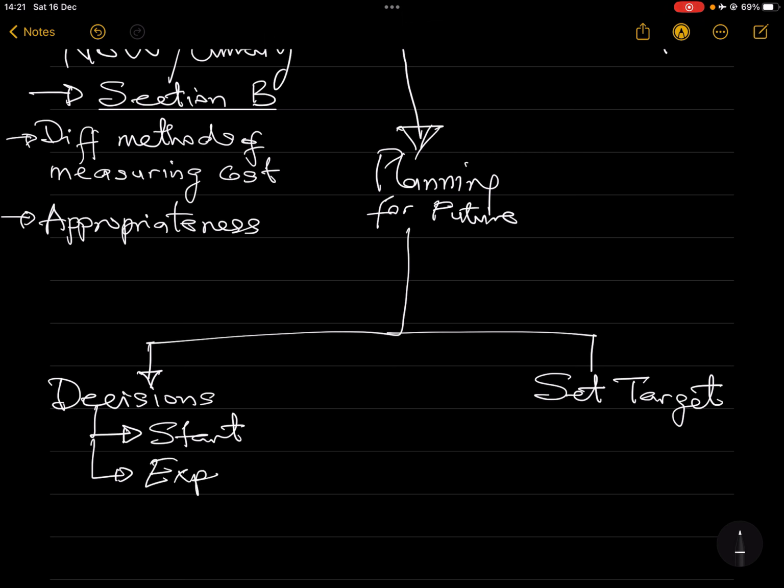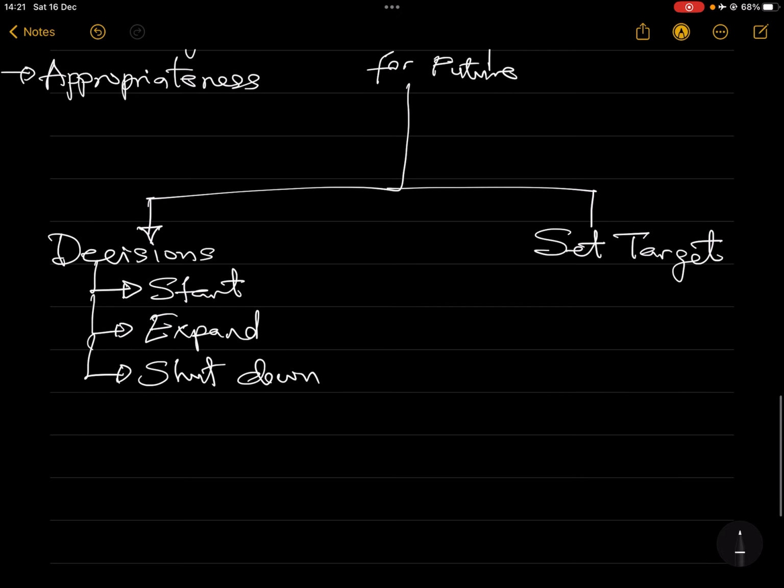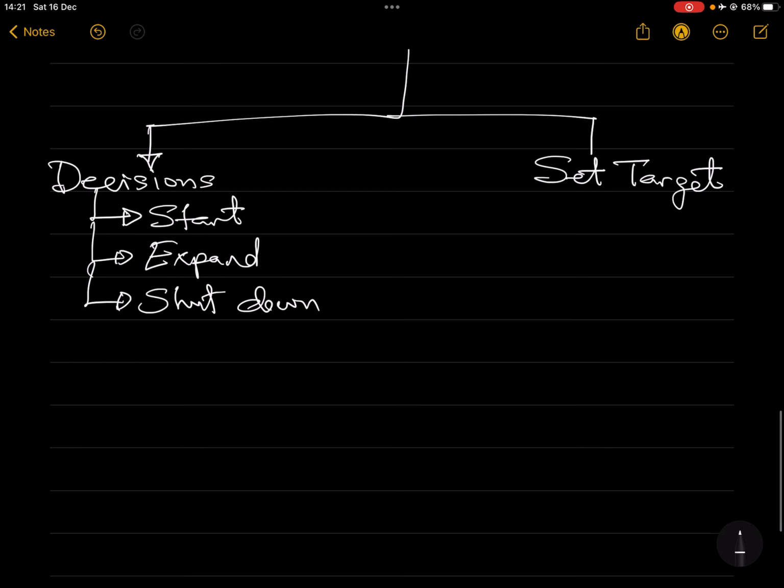Should we open a new branch? Yeah. Should we grow the business? Or should we even be shutting down the business? So these are all the kind of decisions that you'll be thinking about. And for you to think about all these decisions, there are a lot of things that will be relevant because you are planning for the future.